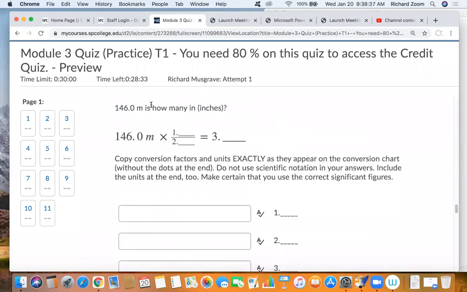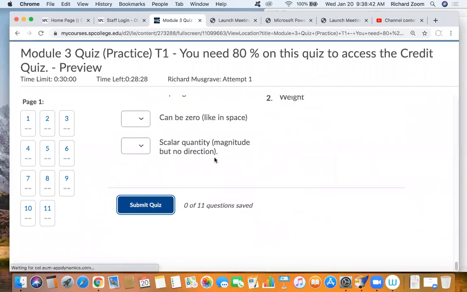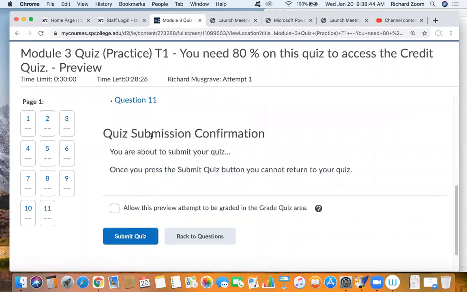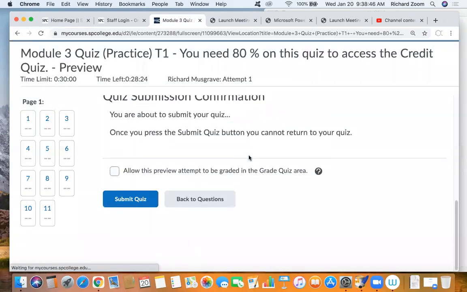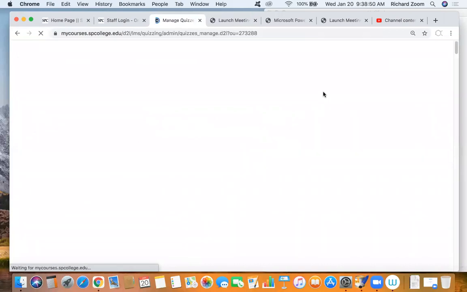Does anybody have any questions? Any other questions about Module 3?